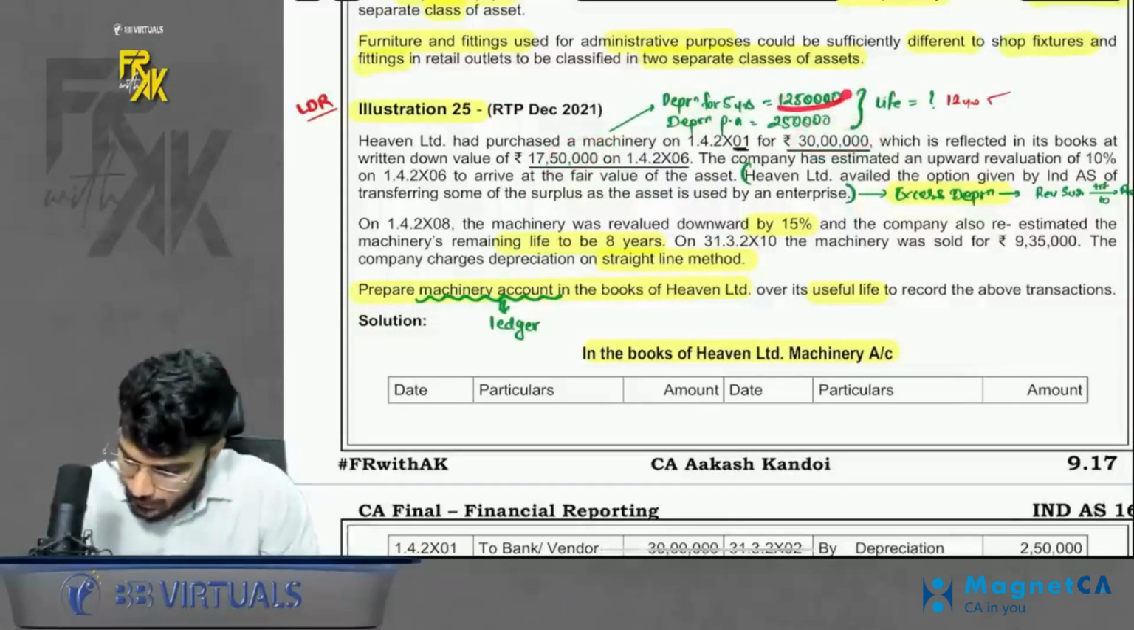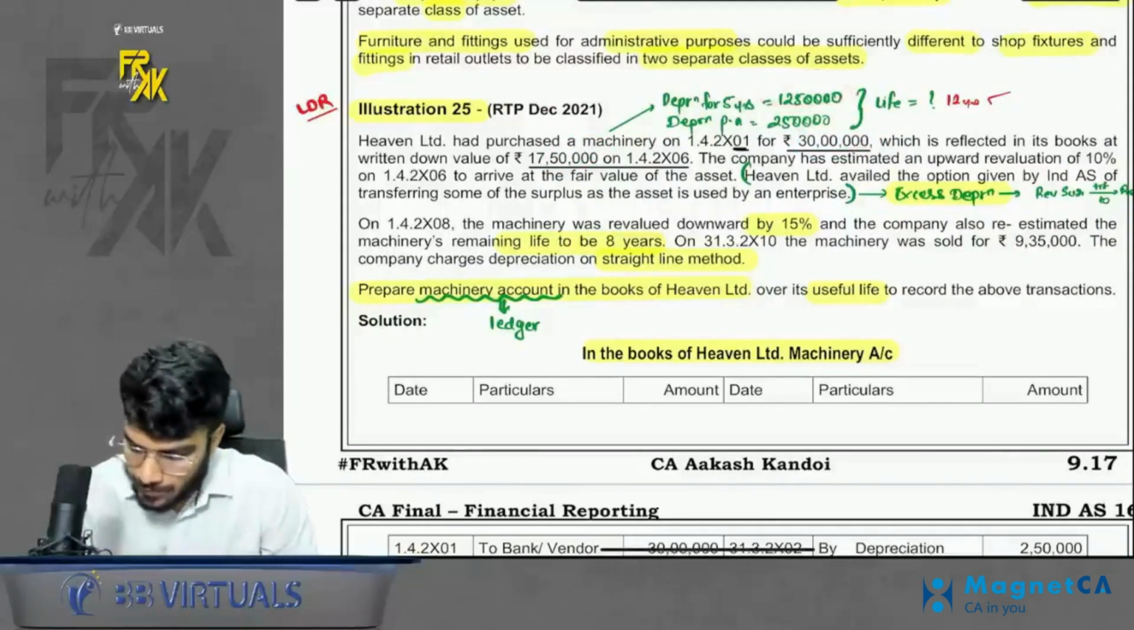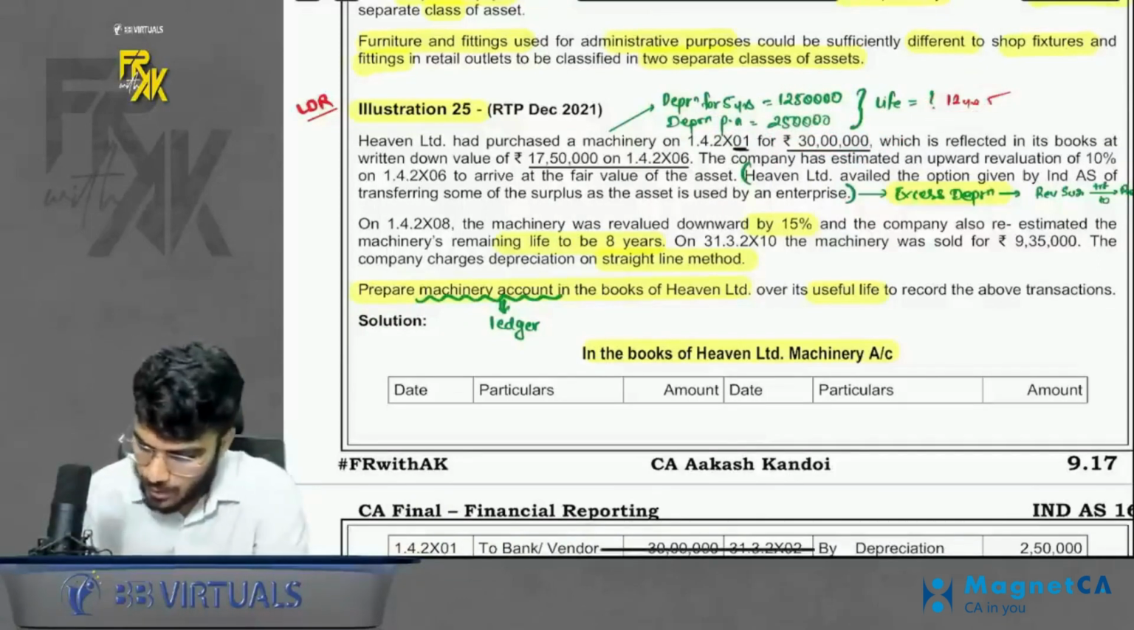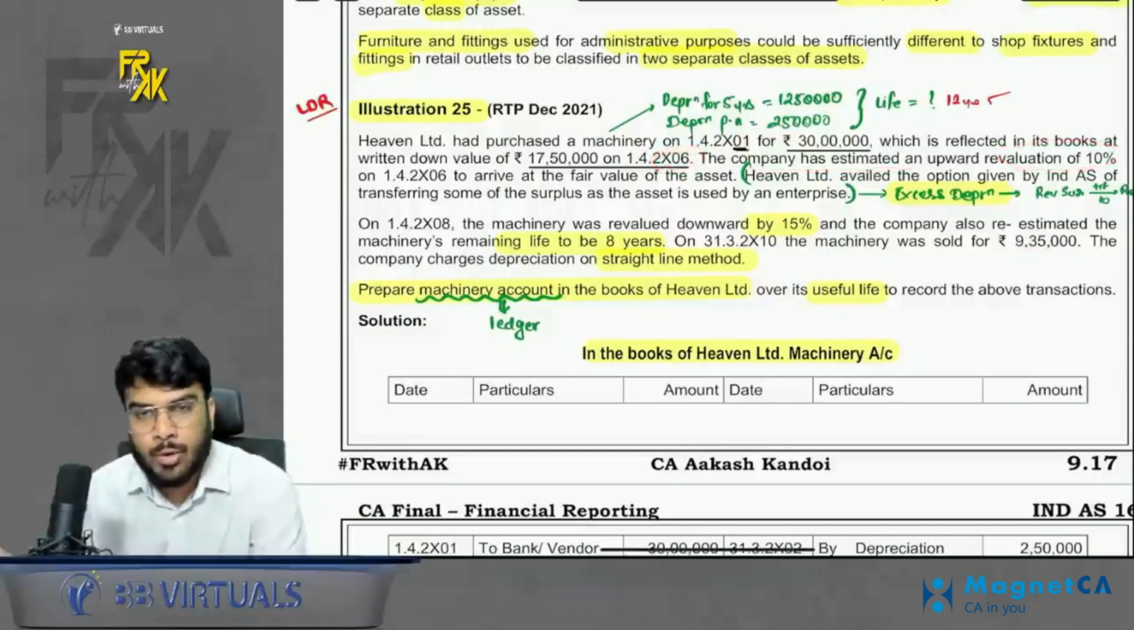How? Depreciation for 5 years is 12,50,000. That means per annum, it is 2,50,000. So if you divide the cost by this per annum depreciation, you will get the life as 12 years. Okay, sir. Then they say, after 5 years, there has been an upward revaluation. So we will book a revaluation gain.